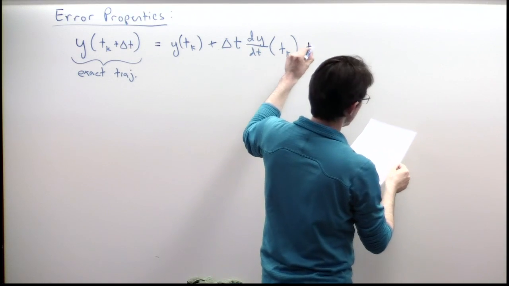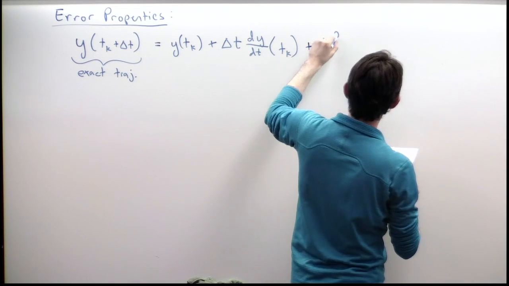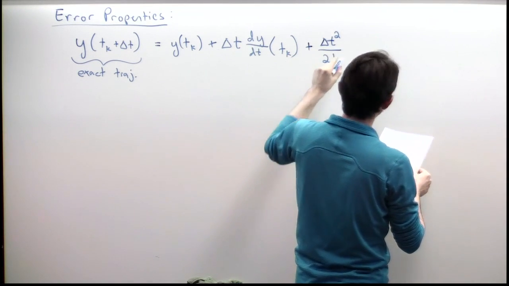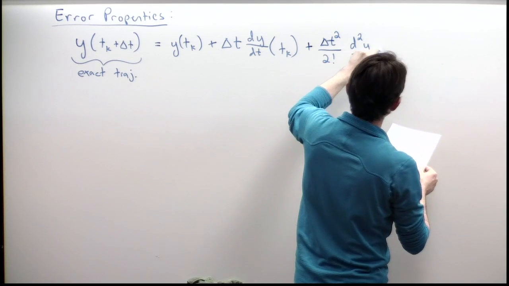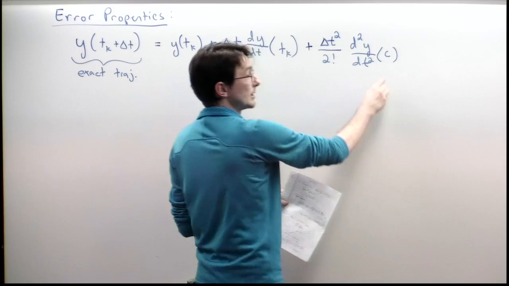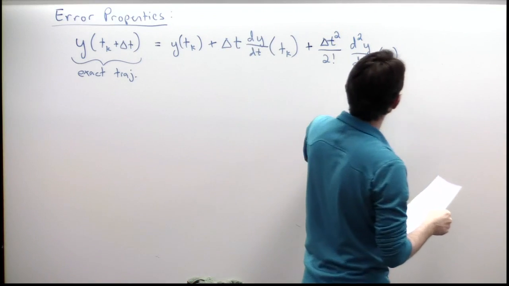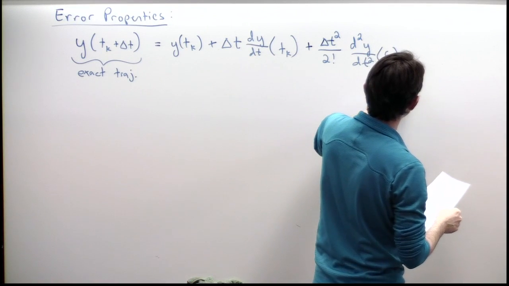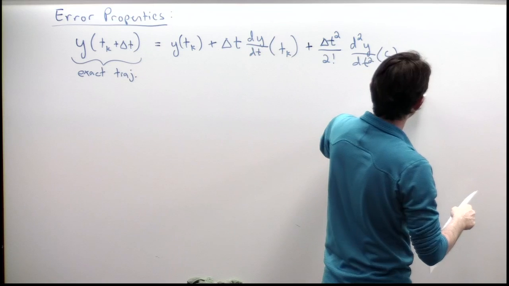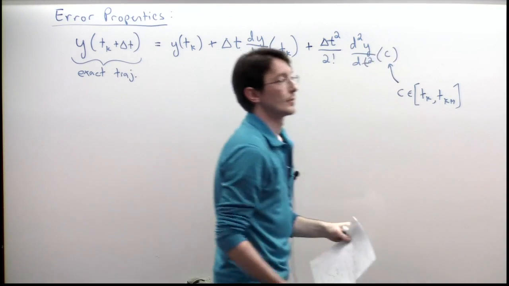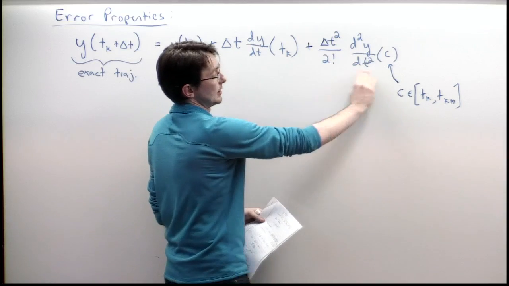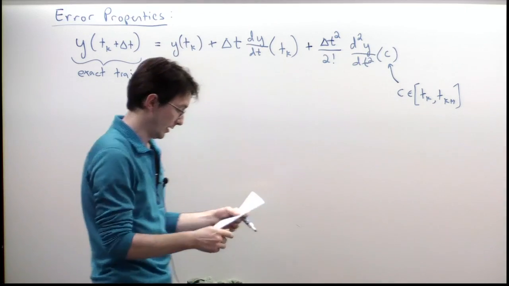And I'm going to wrap those all up in this term delta t squared over 2 factorial d squared y dt squared evaluated at some constant c, where c is between tk and tk plus 1. Okay, the way that I do this is using the mean value theorem. I'll just sketch that in a minute.